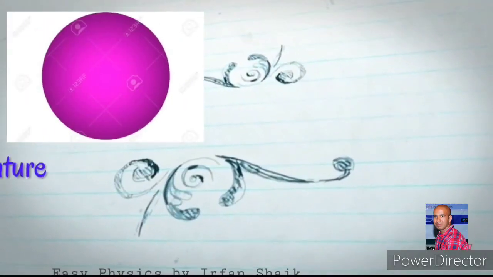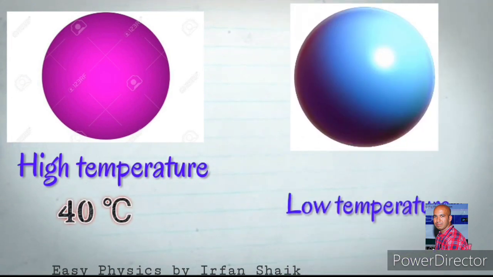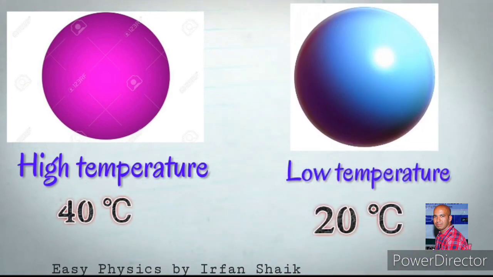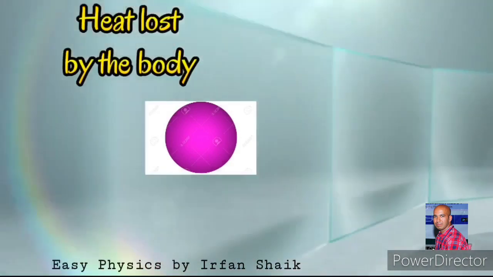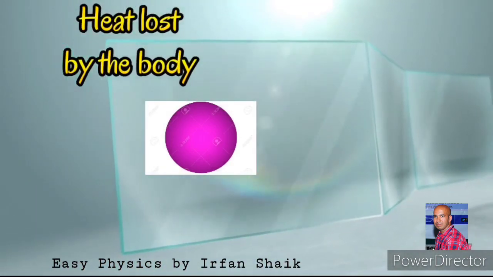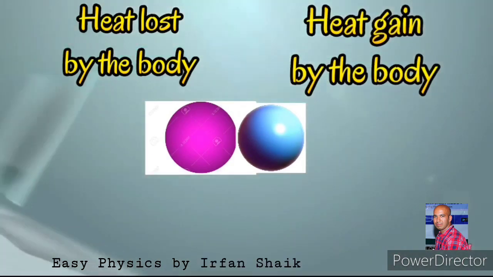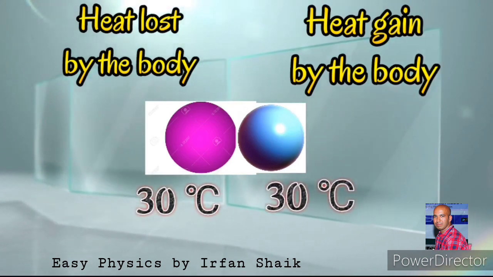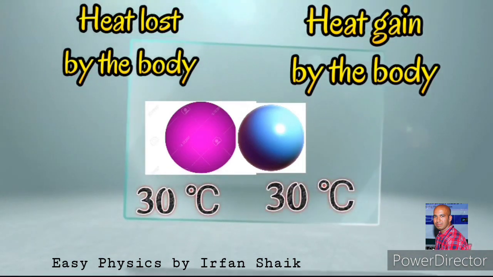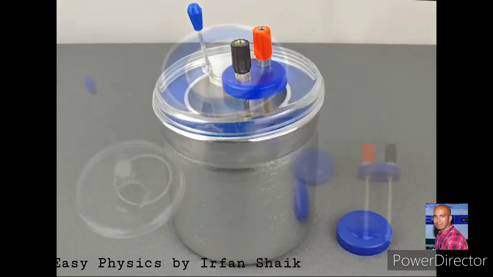Let's take one object with high temperature, that is 40 degrees centigrade, and another object with low temperature, that is 20 degrees centigrade. When these two objects are in contact, the object having high temperature loses its heat energy, or transfers heat energy to the object having low temperature. Then the object having low temperature gains heat energy. Now both bodies attain the same temperature.